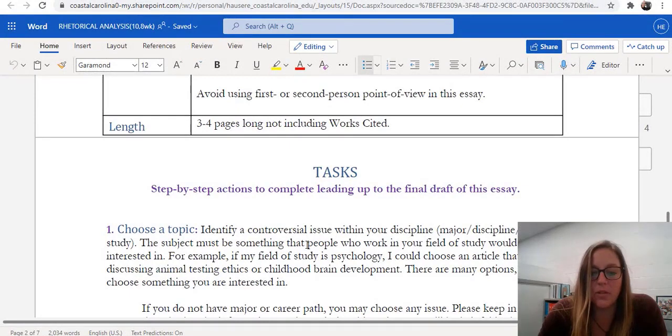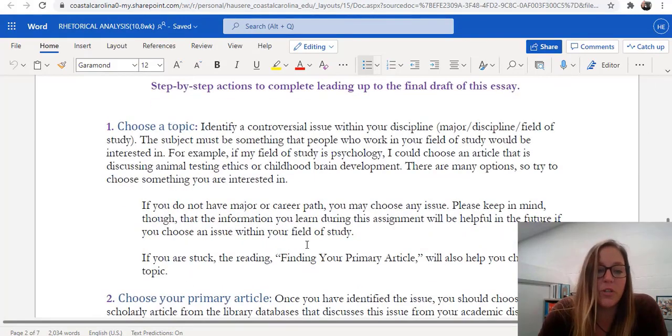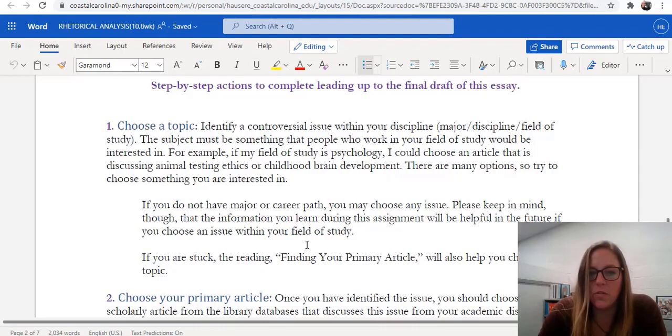Next, we have step-by-step instructions to complete before you write your final draft of the rhetorical analysis. First, you must choose a topic. This topic has to be within your field of study, and it needs to be a controversial issue. The reason it needs to be controversial is because you need to find an article that is proving a point and is not just informative. And so choosing a controversial issue is going to make that easier.